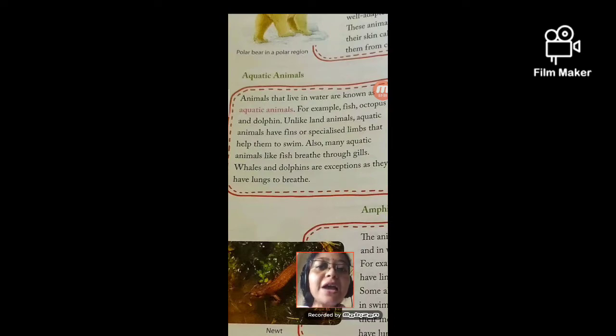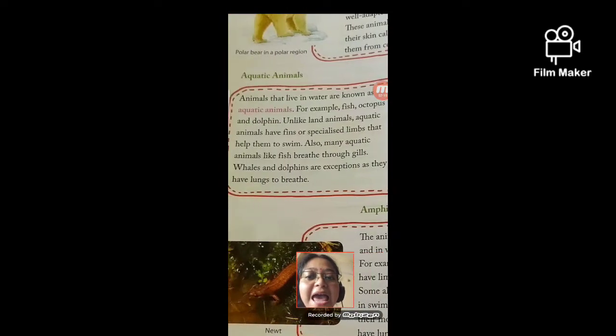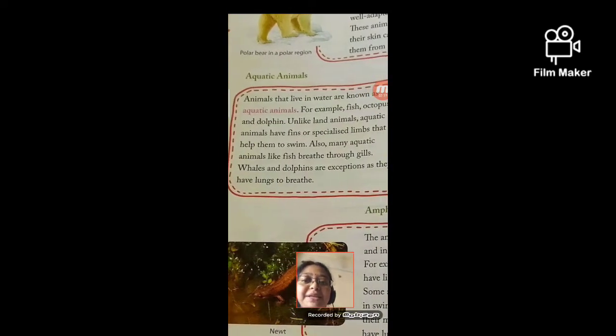Also, many aquatic animals like fish breathe through gills. So, they don't have lungs. Instead of lungs, they have gills with which they breathe. Whales and dolphins are exceptions, as they have lungs to breathe.